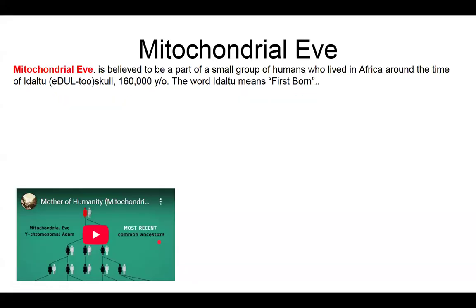Mitochondrial Eve is believed to be a part of a small group of humans who lived in Africa around the time of the Indultu skull. That's a skull that they found that is 160,000 years old. The word Indultu means firstborn.